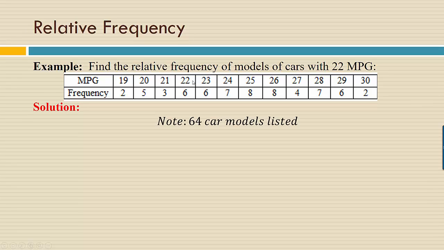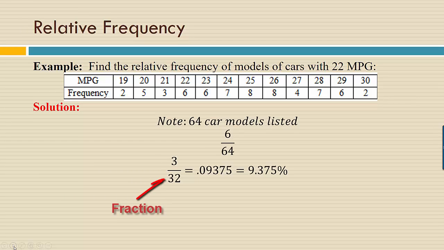Looking for 22 miles per gallon, we see that there are 6 cars that fall into that category. So 6/64ths of the cars are in that category. We can give our answer as a reduced fraction, 3/32, or as a decimal, 0.09375, or as a percentage, moving the decimal place 2 places to the right, that's 9.375%. On your test and in your homework, you'll be told which format to give your answer.